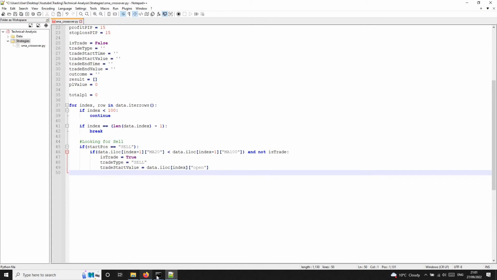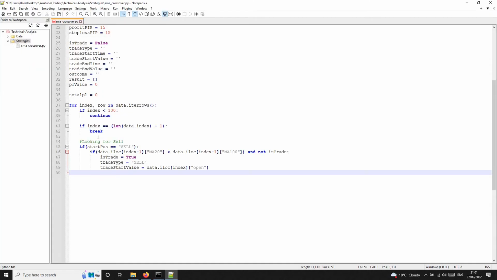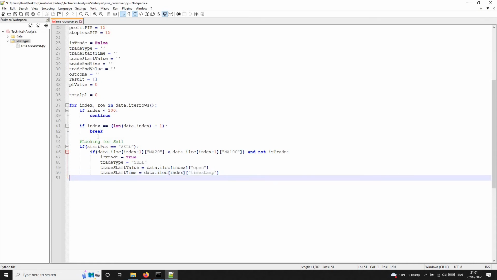Like I explained, if the 11:45 crossover has happened, for the 12 o'clock open position, that's when our trade starts. Then I'm going to take the trade start time, so that we can capture at what time, because I want to compare our results with the TradingView chart, to check whether our program is right. You always test your program and make sure it is working fine. So we're going to compare our program with the chart.